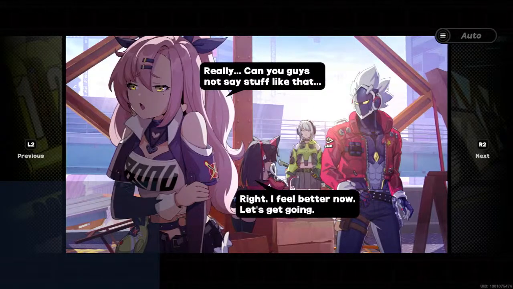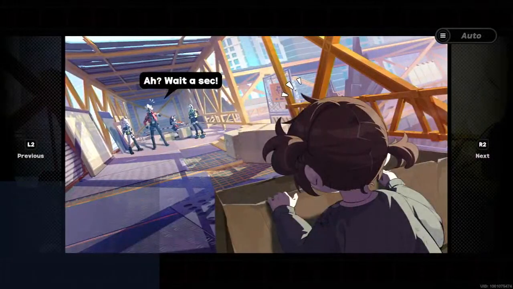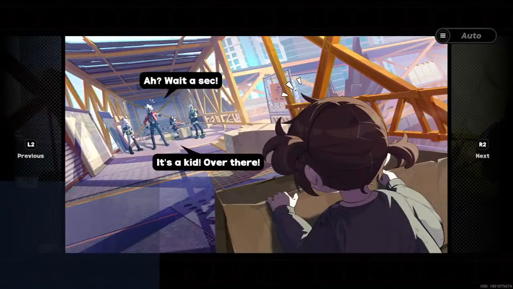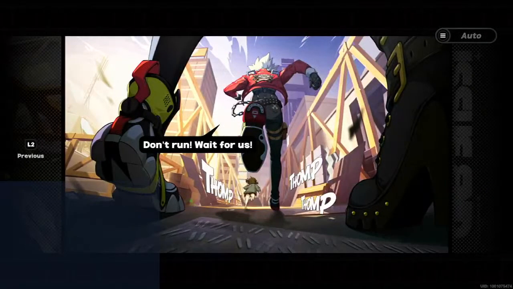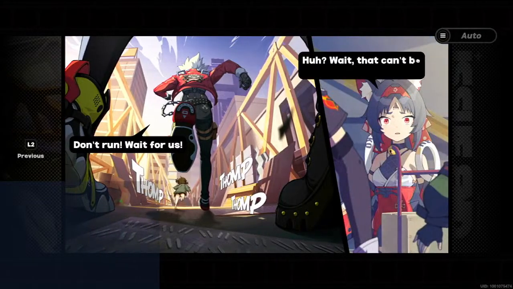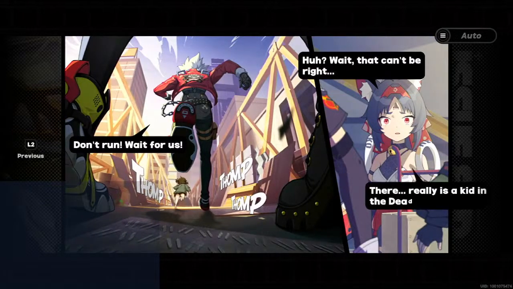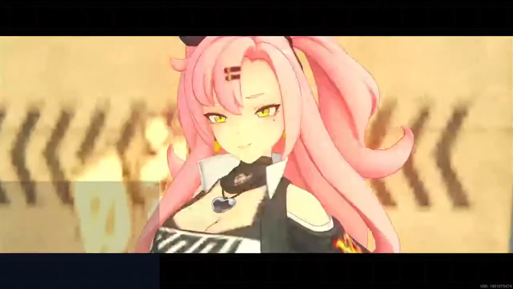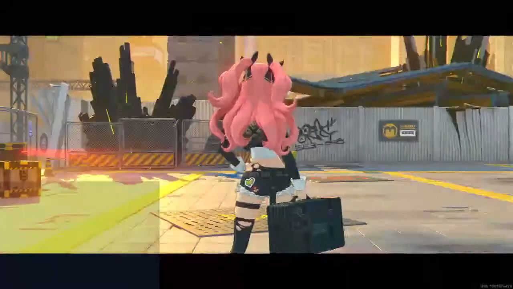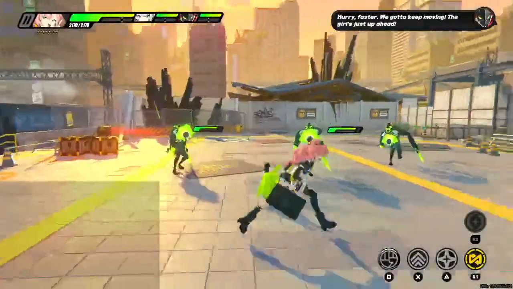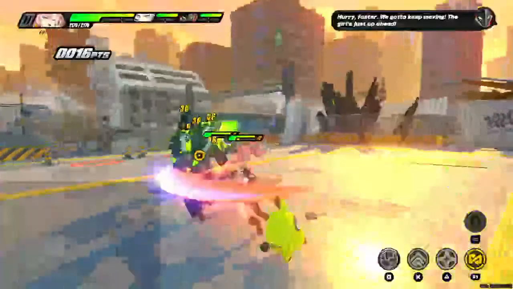Let's get going. Huh? Wait a sec! It's a kid! Over there! Don't run! Wait for us! Huh? Wait, that can't be right. There really is a kid in the dead-end hollow. Hurry! Faster! We gotta keep moving! The girl's just up ahead!